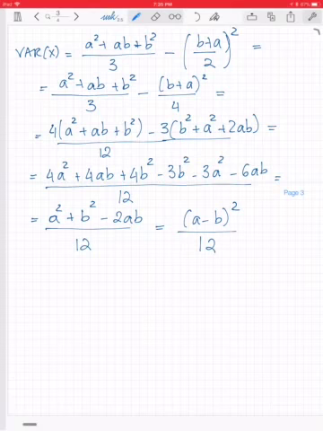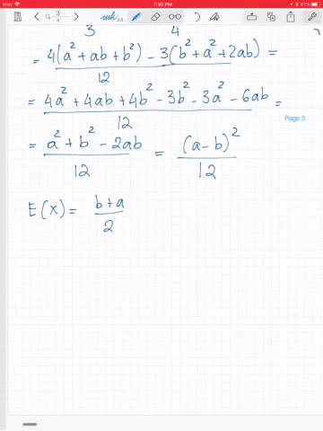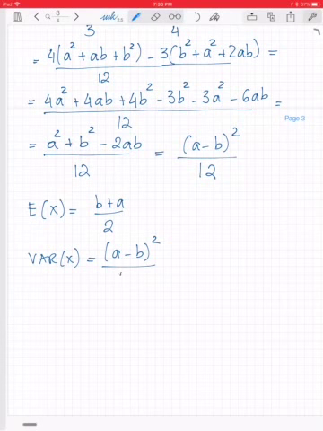but this is nothing else than (a minus b) squared divided by 12. So for a uniform, I have that the expectation of x is (b plus a) divided by 2, and the variance of x is (a minus b) squared divided by 12.